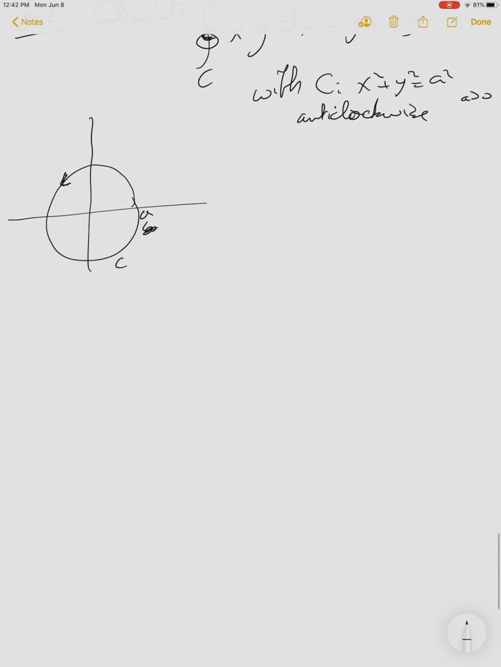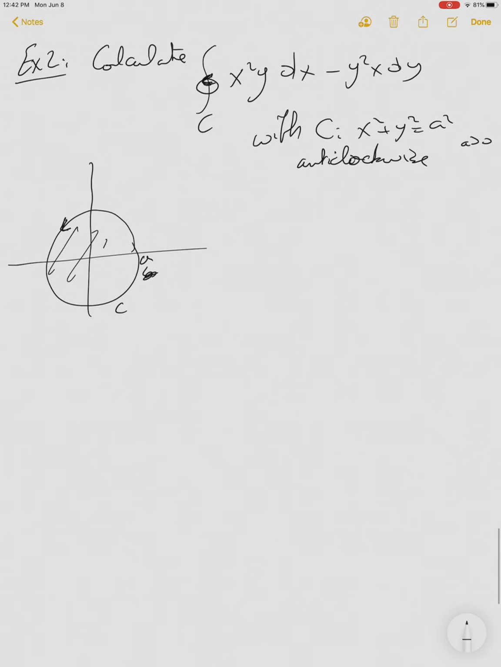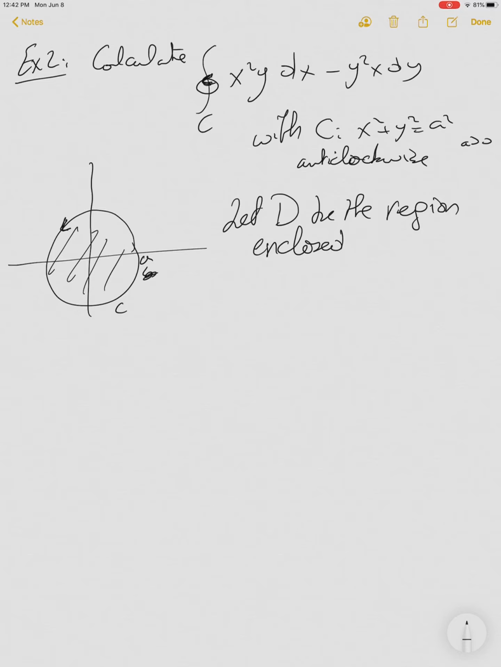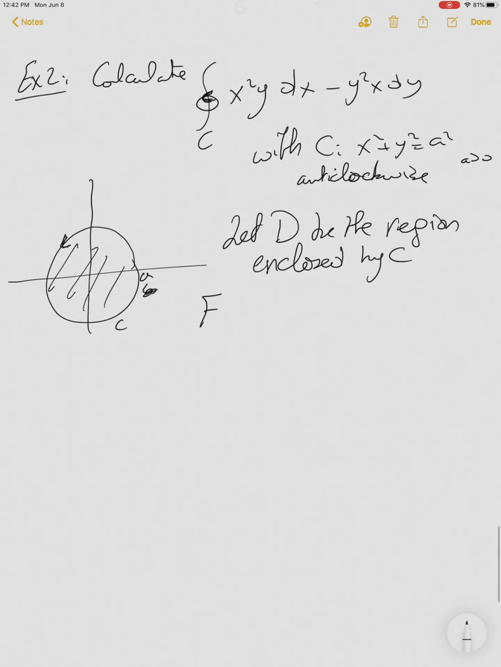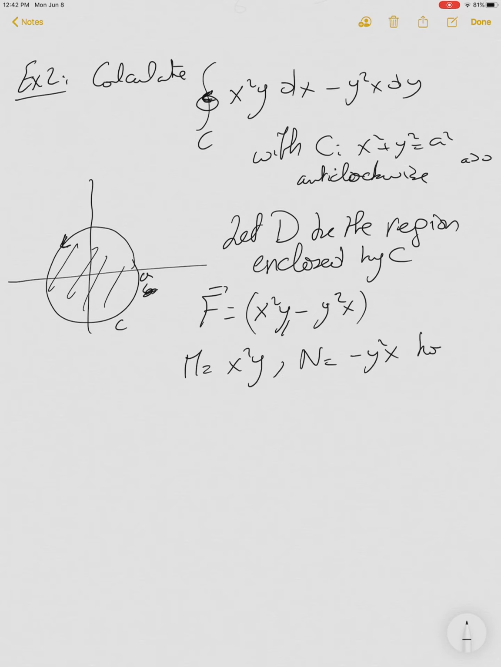So I will use Green's theorem. To use Green's theorem, I should go inside. So let D be the region enclosed by C. Now I have f equal to x squared y minus x squared y and minus y squared x. So m is x squared y and n is minus y squared x.